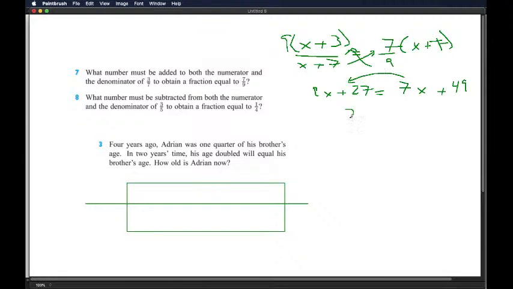Put that over there, so we have 9x minus 7x is 2x. Put that over there, so we have 49 minus 27. And then 4 minus 2. I get x is equal to 11.